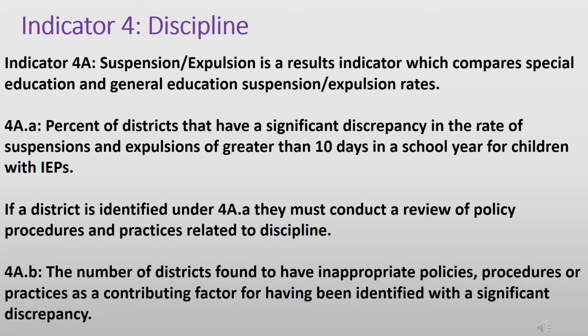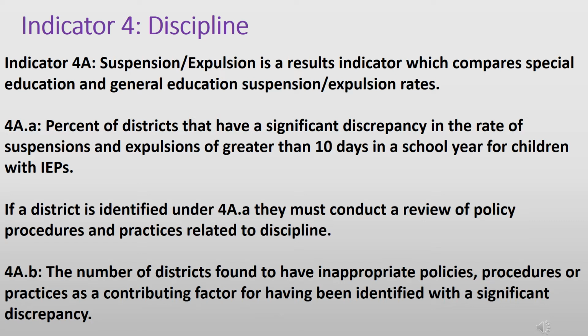Indicator 4, Discipline. Indicator 4 is comprised of 4A and 4B. Let us look at 4A. Indicator 4A, Suspension Expulsion, is a results indicator which compares special education and general education suspension expulsion rates. 4A, Part A, is the percent of districts that have a significant discrepancy in the rate of suspensions and expulsions of greater than 10 days in a school year for children with IEPs.